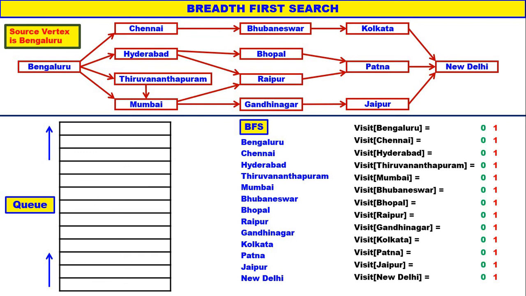So we started from Bangalore, then we went to Chennai, Hyderabad, Thiruvananthapuram, Mumbai, breadth-wise. Then Bhubaneswar, Bhopal, Raipur, Gandhinagar breadth-wise, then Kolkata, Patna, Jaipur breadth-wise, and at last New Delhi. I think with this example you can understand how from Bangalore we traverse this graph using breadth first search. It is quite simple, quite straightforward.